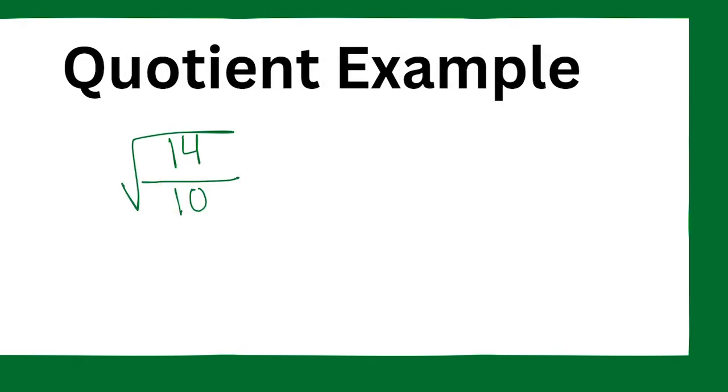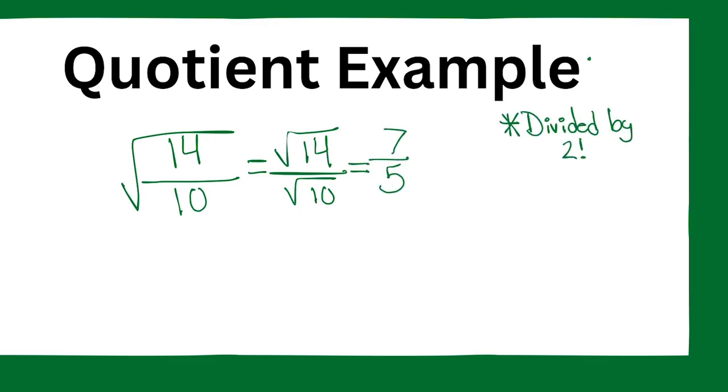So let's go over an example. I have the square root of 14 divided by 10. I'm going to break these two terms up and have them under their own square roots. So I'd have the square root of 14 divided by the square root of 10. I know that this is not the simplest fraction, and I'm going to break this fraction down. So I would divide this by 2, and I would have 7 divided by 5.